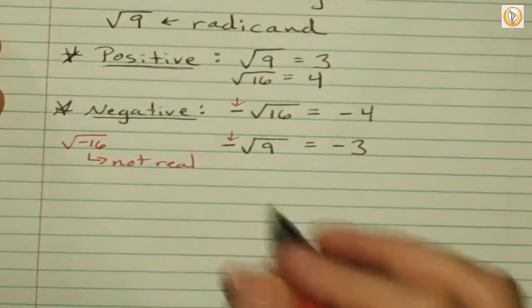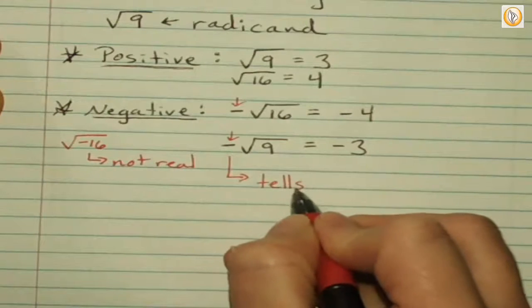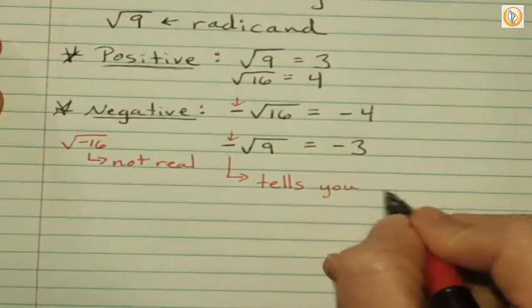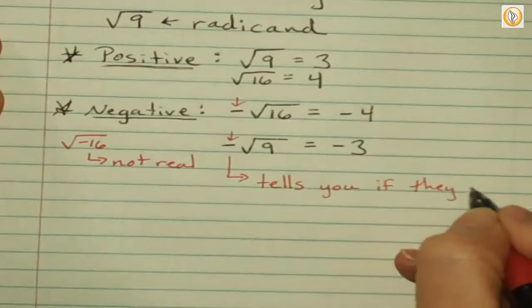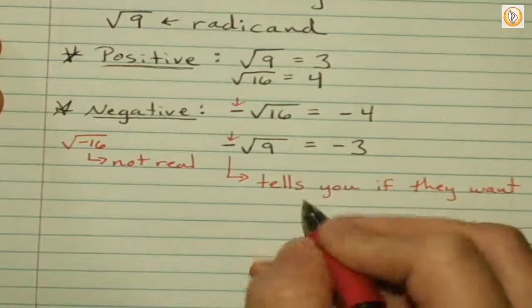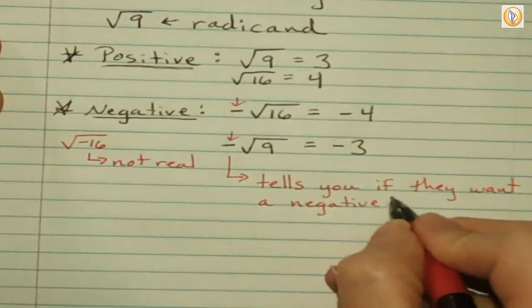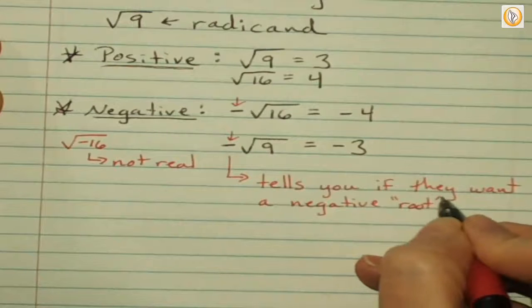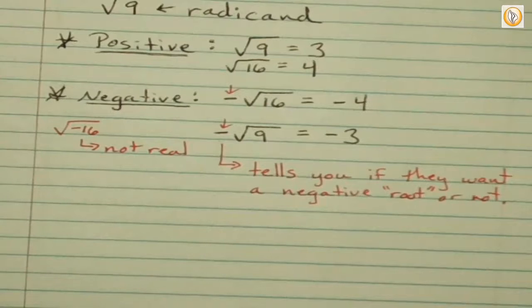Now, this negative sign tells you, you better write this down, if they want a negative root or not. We're going to talk about that later. Okay. Now, that's basic stuff.